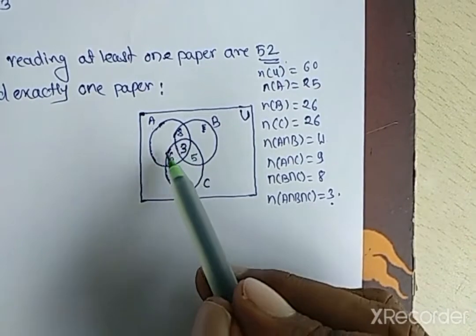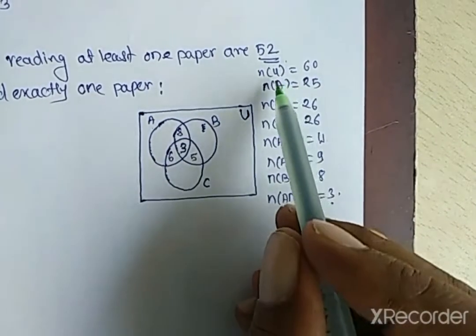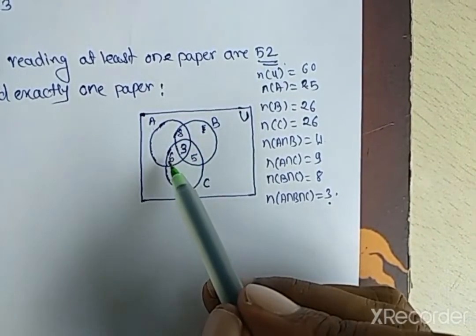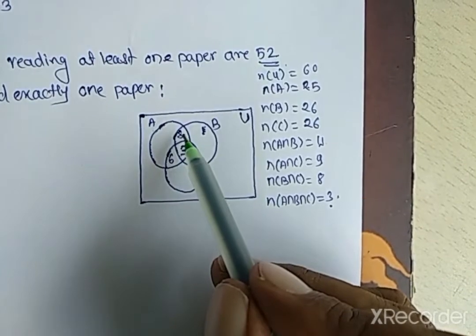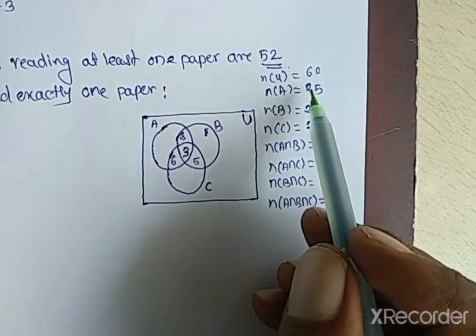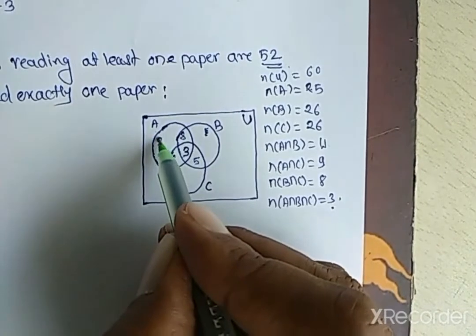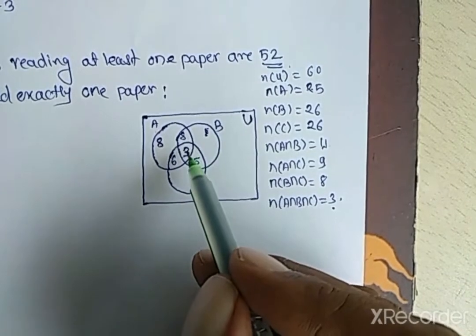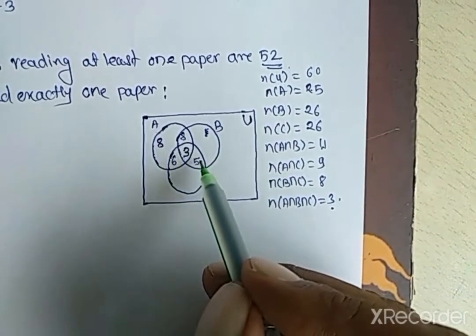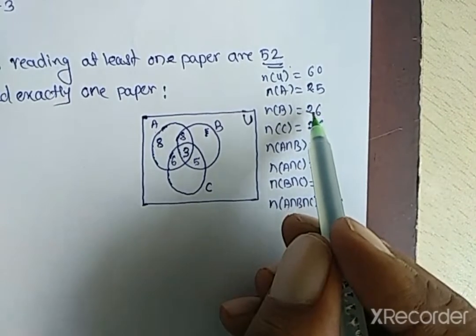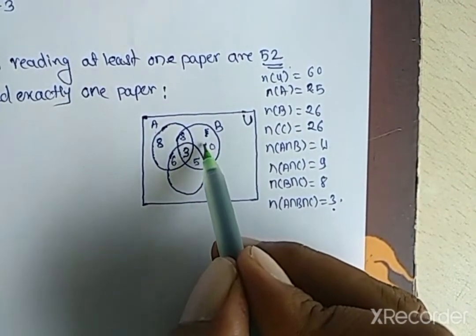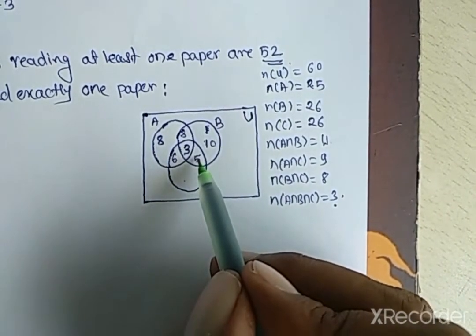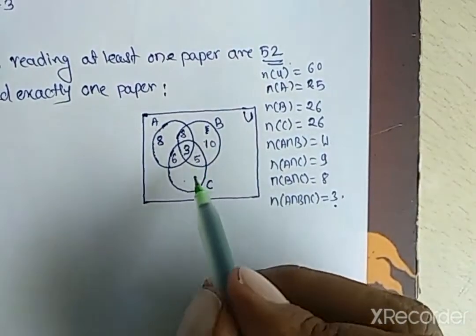Okay, now the remaining part of A. Here total A is 25 and the common part contains 8 plus 3 plus 6, which is 17, and 25 minus 17 is 8. So it is our remaining part of A. Now similarly for B, it will be 8 plus 3 plus 5, which is 16, and 26 minus 16 is 10. Okay, and for C, 6 plus 3 is 9, 9 plus 5 is 14, and 26 minus 14 is 12.